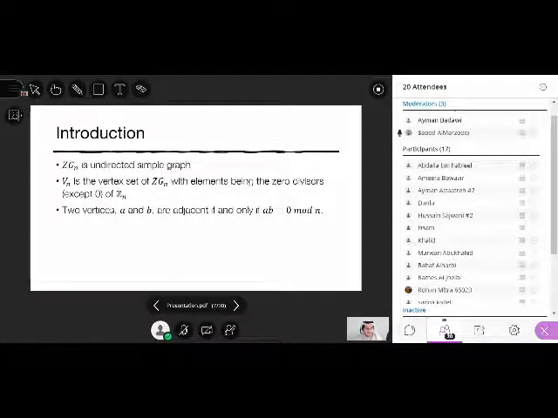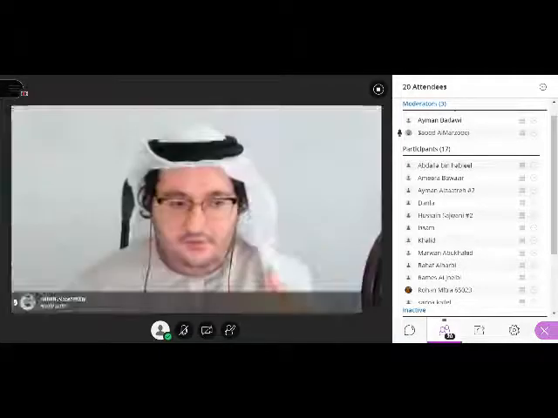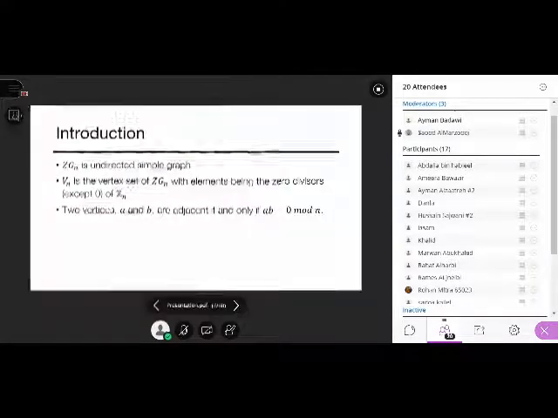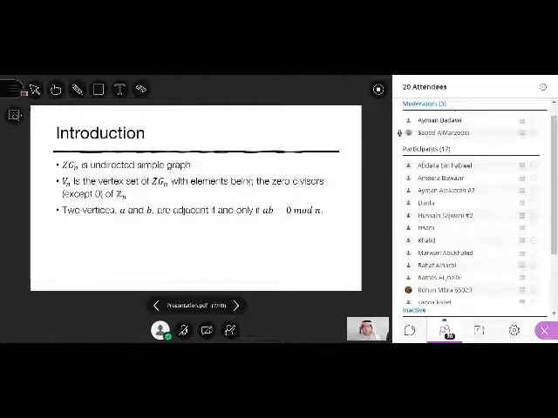Now we let Vn be the set of vertices in ZGN, with elements being the zero divisors, again except for 0, of Zn. So we take all the zero divisors of Zn and we put them in what is now called Vn, and each one of them is a vertex in the graph. And when do two vertices have an edge, or when are they adjacent, in other words? That is if and only if A times B, A and B being two vertices in Vn, is congruent to 0 mod n. That means their multiplication is equal to n or a multiple of n.